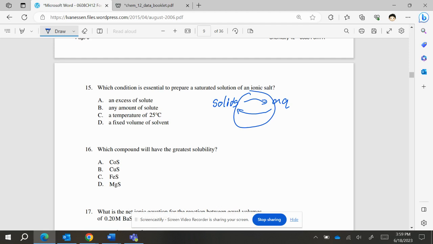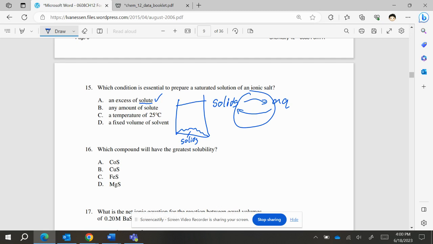So you better make sure that in your beaker of a saturated solution, you have some solids sitting at the bottom. Now, how do you have solids sitting at the bottom? Solids or solute, you better have a lot of that. You have to have an excess amount, so much that it actually can't dissolve. If you have an excess amount, then you'll have a saturated solution. If you have any amount of solute, then that means you could have an unsaturated solution.